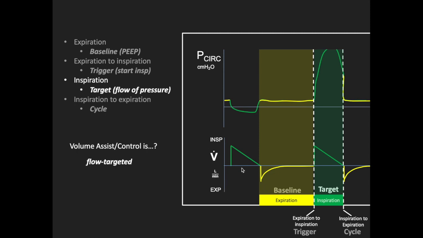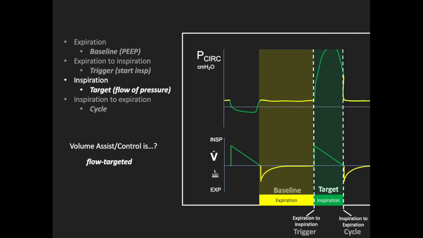The same flow is targeted with each breath, with each inspiration, and the pressure can be virtually anything. The ventilator doesn't care. It does whatever it can to try to maintain that same flow shape with each breath, and pressure could be really low or pressure could be really high. One of the frustrating things about learning about mechanical ventilation is that the nomenclature is all over the place. Though it's called volume assist control, it's actually a flow-targeted ventilatory mode. The volume in the name has more to do with the cycle, and we'll get to that in the next couple slides.